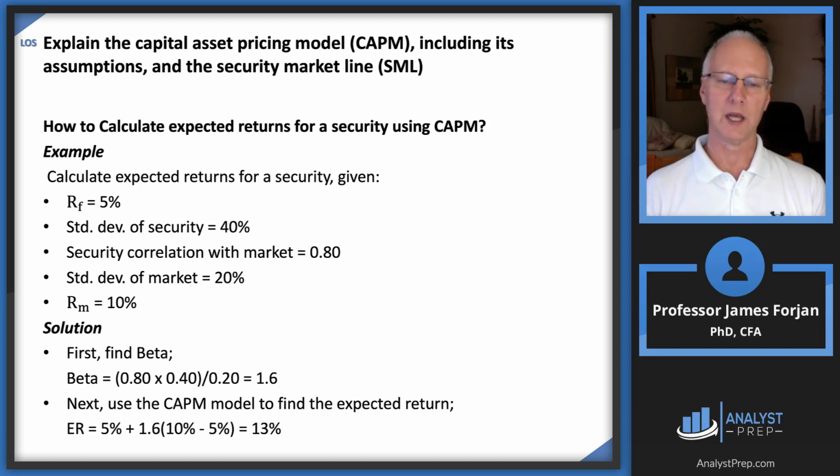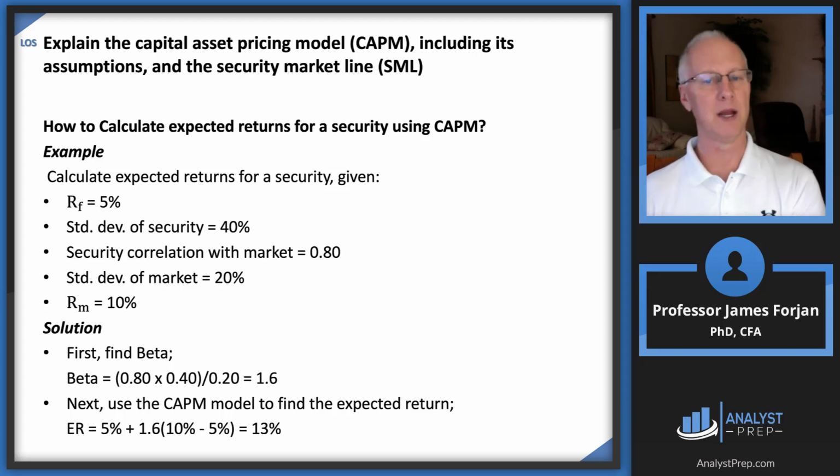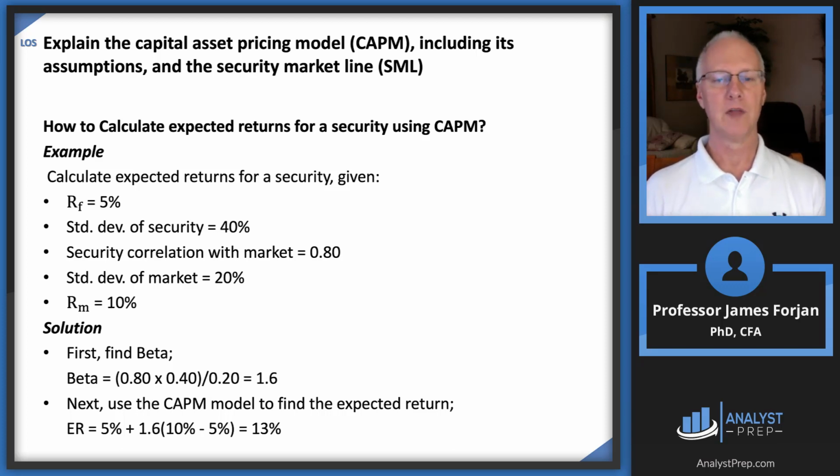So we're not actually given beta in this particular example, although on the exam you might just be given beta, but you might have to compute it first. So that's what we'll do there. We get a beta of 1.6, then substitute that in the capital asset pricing model formula to arrive at the expected return on the portfolio of 13%.